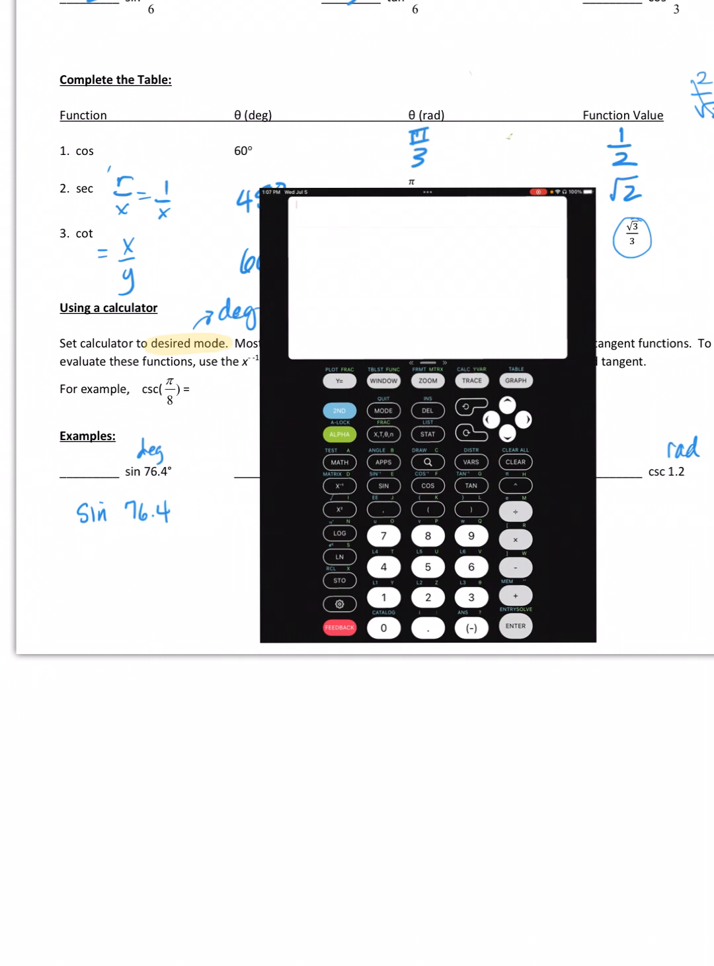For mode, you want to look for the mode button right here, top row next to the second. Just hit mode, and you'll notice that right underneath it says radian or degree. Your calculator will default to radian mode, so I'm going to do my degree questions first. I need to go over there, highlight degree, hit enter, and now we're in degree mode. Just hit second and mode and it'll quit. Now I can do that question. It says sine of 76.4. Type it in, hit enter, and there's my answer: 0.972. We're rounding to 3 decimals. So easy enough, right?